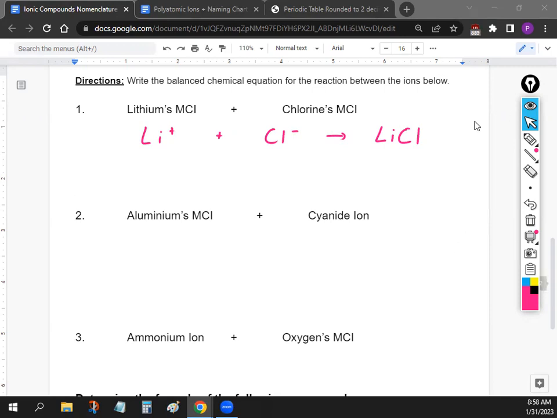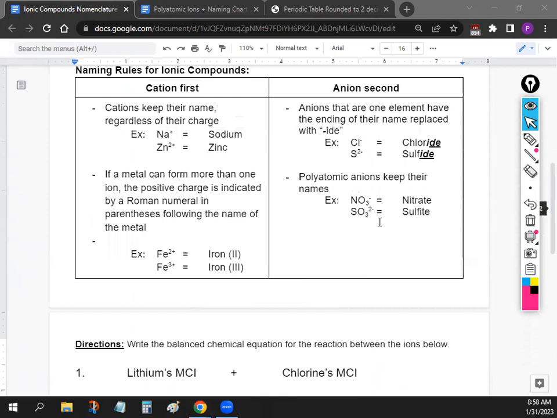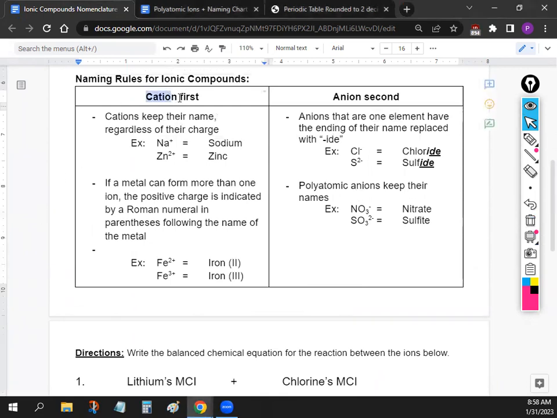All right, so if we take a look at the naming rules, now I'm going to scroll up a little. We always write the cation's name first, so the positive one first, and then the anion second. So let's start with the cation. If you take a look at the rules, there are 2 rules for the cation. We're going to do this one next time, so you can ignore the second one.